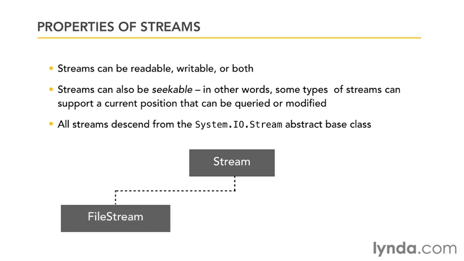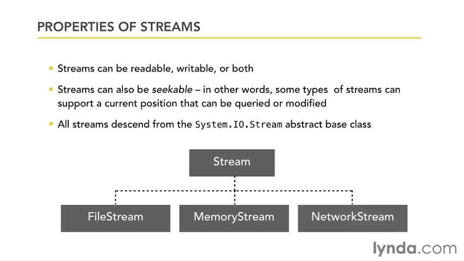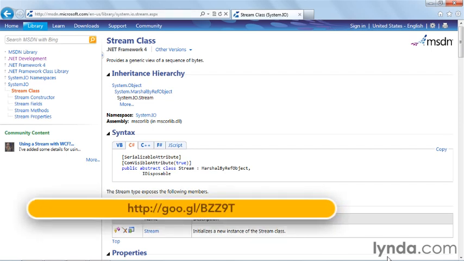This is a class for working with physical files on the disk. There's also the memory stream, which is located somewhere in the computer's memory. There's the network stream. This is used to move information across the network. So actually, let's take a quick look over at MSDN so you can see what the stream base class looks like. All right, so this is the stream class documentation here on msdn.microsoft.com, and you can see the URL up there in the browser if you want to go look at it for yourself.